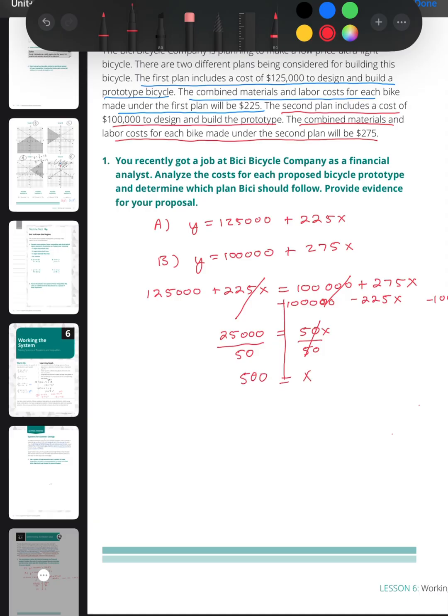So what that tells us is that at 500 bicycles, they are going to be equal to each other as far as cost. Okay, that's the point where they're equal. So sometimes one's going to be a better deal depending on the number of bicycles. So we need to go take a look.